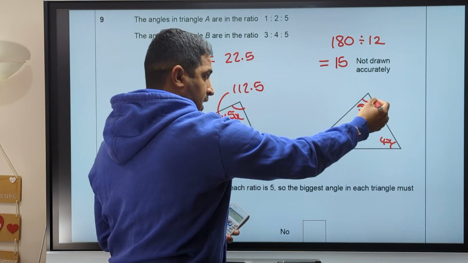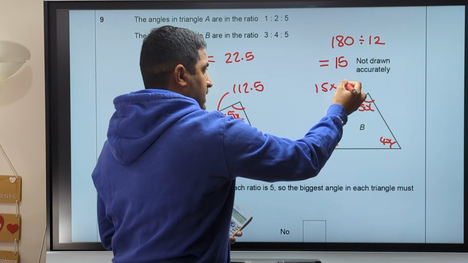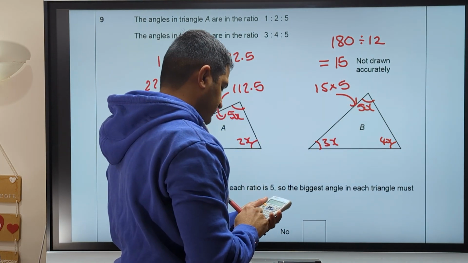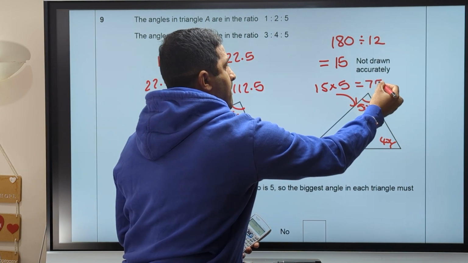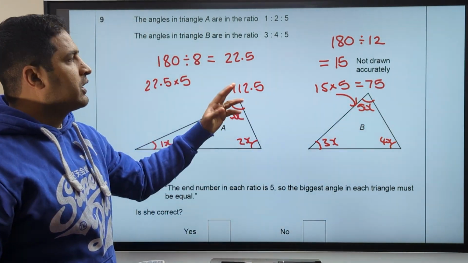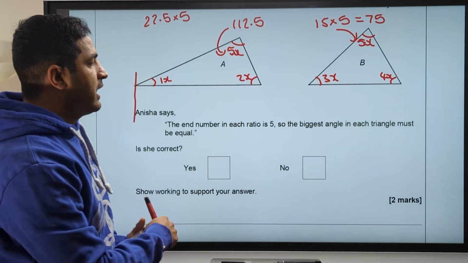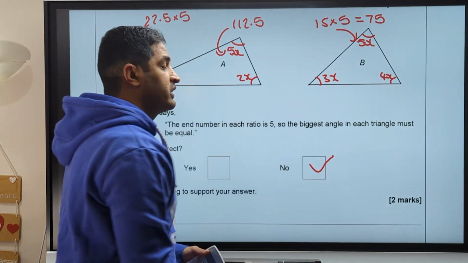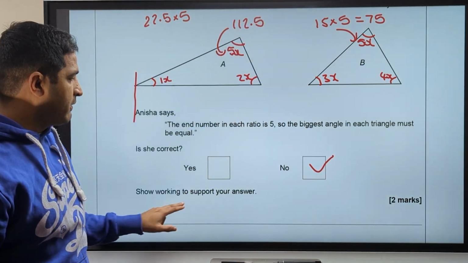So we need to work out this angle, which is 15 times 5. That gives you 75. Now a 75-degree angle, and that's 112.5. So obviously we know which one we need to tick. We need to say they're not the same, and we've done that calculation here to show our working out.